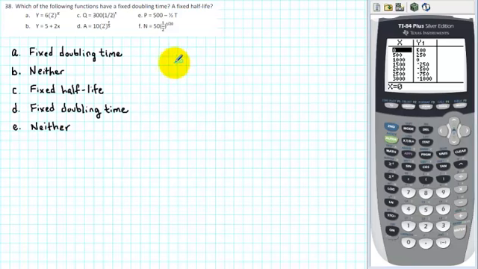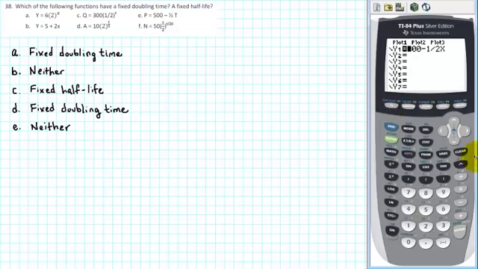Finally, in part F, we're given the function n is equal to 50 times 1/2 to the t divided by 20. So go back to y equals, enter the function 50 times 1/2 raised to, again remember to put the exponent in parentheses, x divided by 20. Set up a table. Going to start at 0 and increment by 1 initially. Then go to the table.